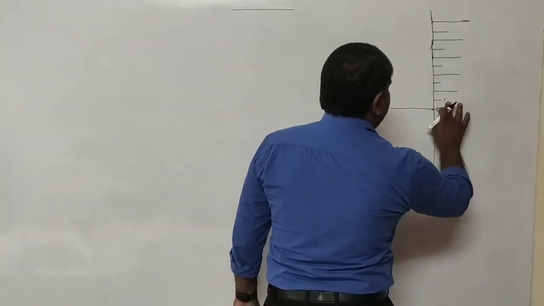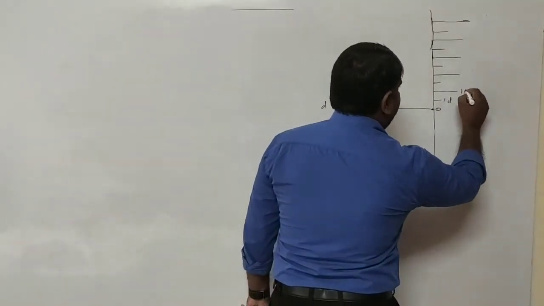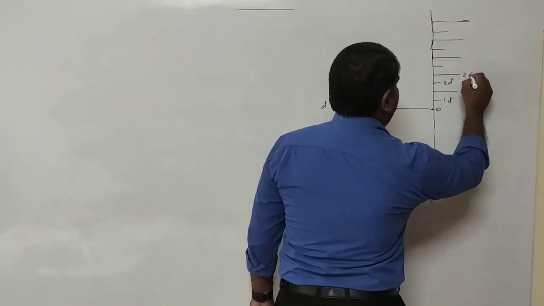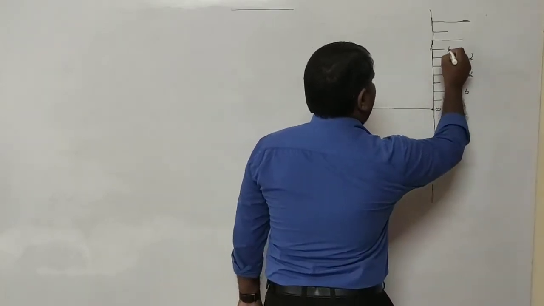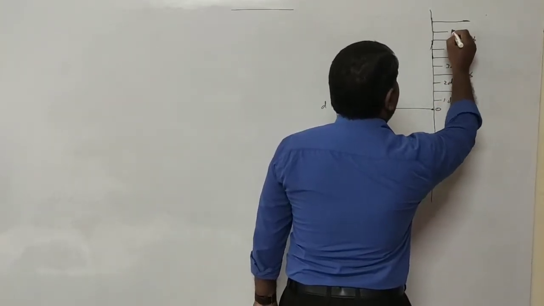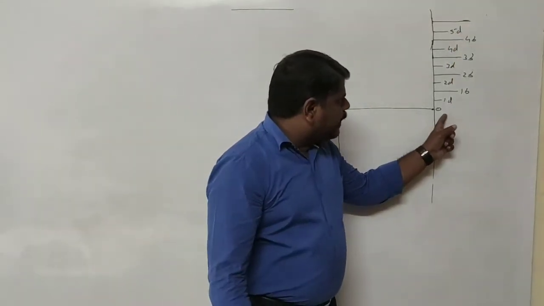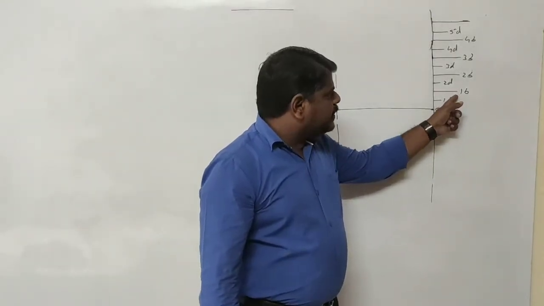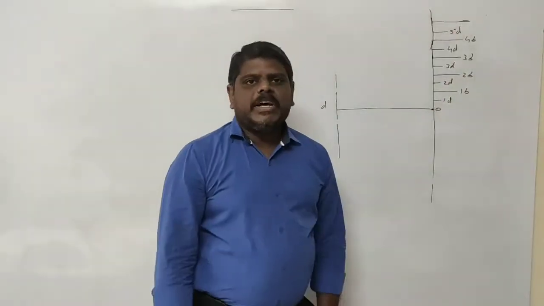So this is the first dark band, this is the first bright band, and this is the second dark band, and this is the second bright band, third dark band, third bright band, fourth dark band, fourth bright band, and this is the fifth dark band, like that. Because first the zero bright band, the central bright band, after that you get the dark band. After that, first bright band, second dark band, second bright band, third dark band, third bright band. Like that, the bands are produced.